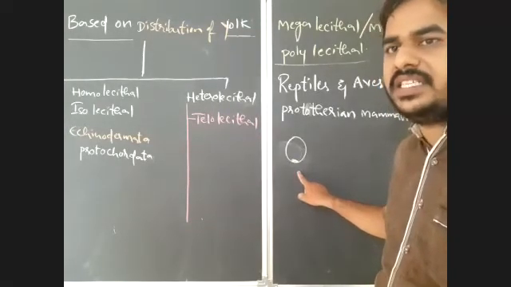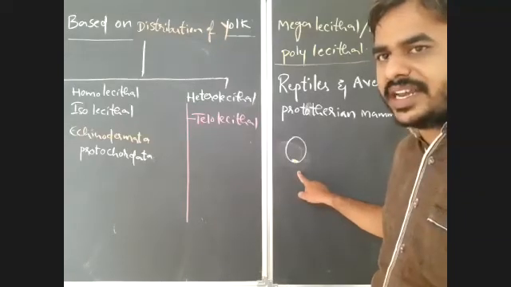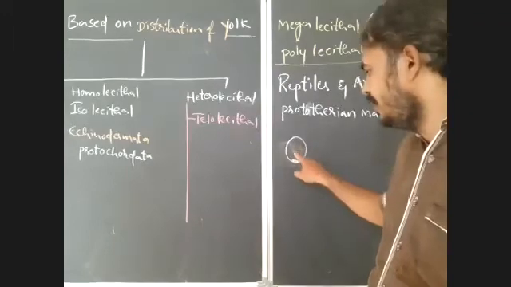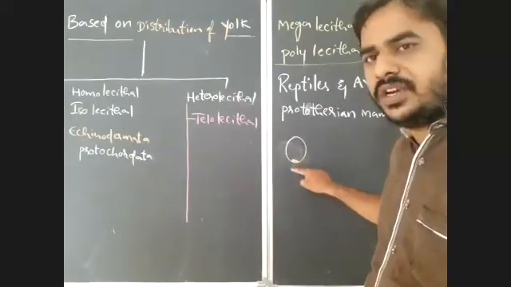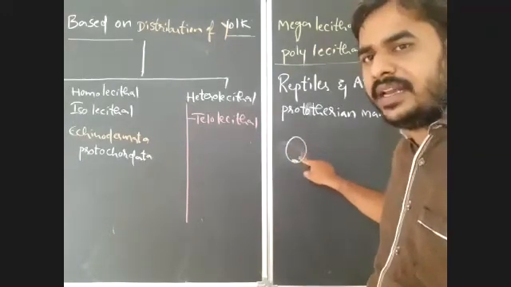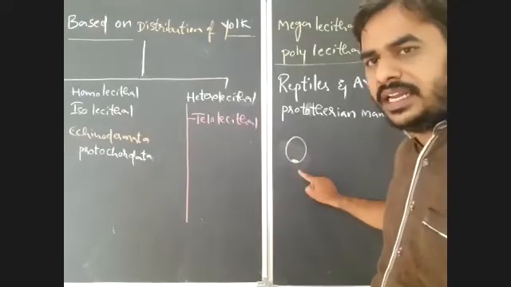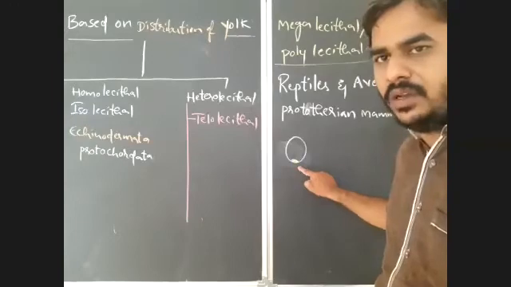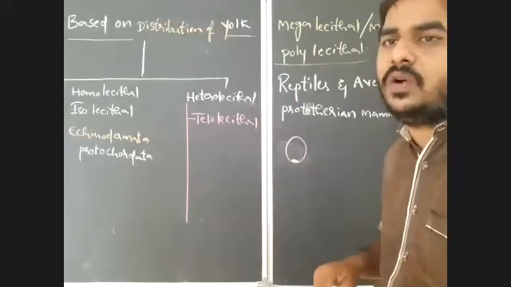What is that pole? Vegetal pole. So yolk is accumulated only at the vegetal pole. So there is uneven distribution. This yolk is not spread uniformly throughout the egg. It is fixed only at one particular end, that is the vegetal pole. So this type of eggs are known as telolethal eggs.